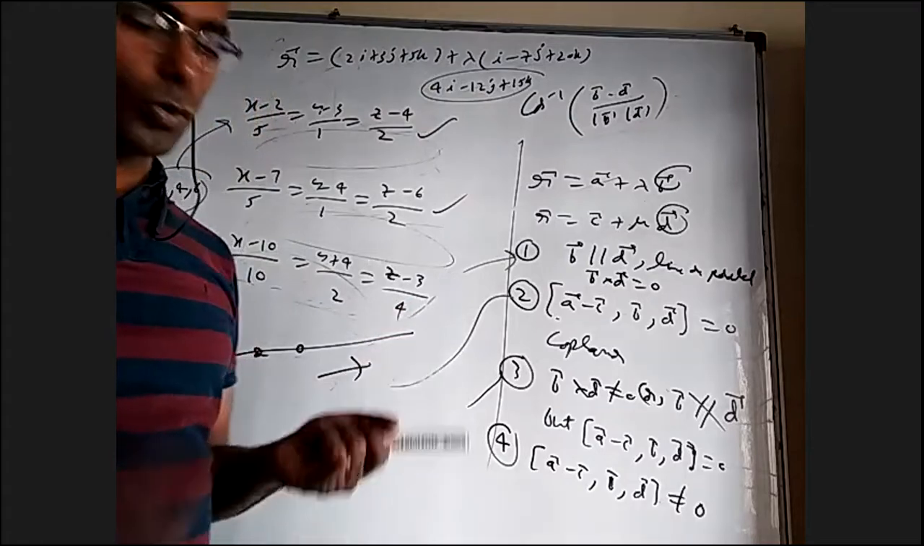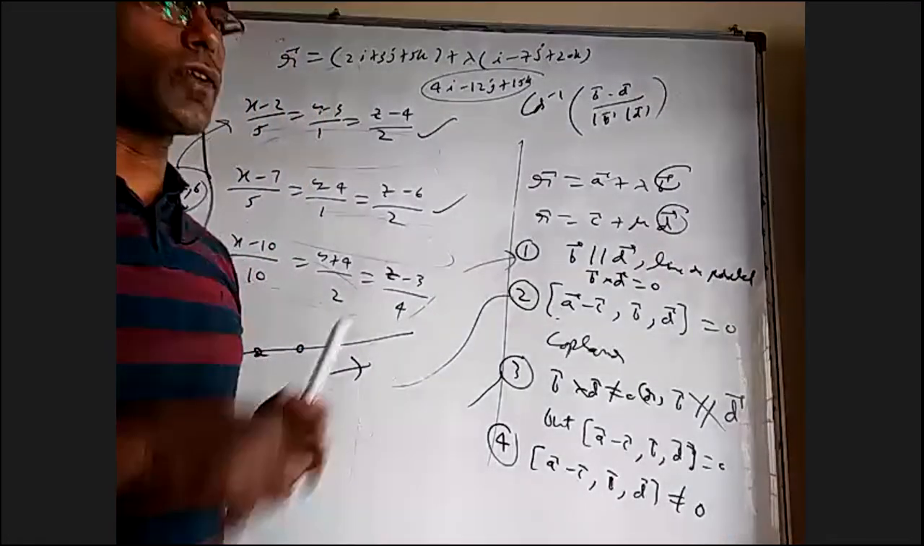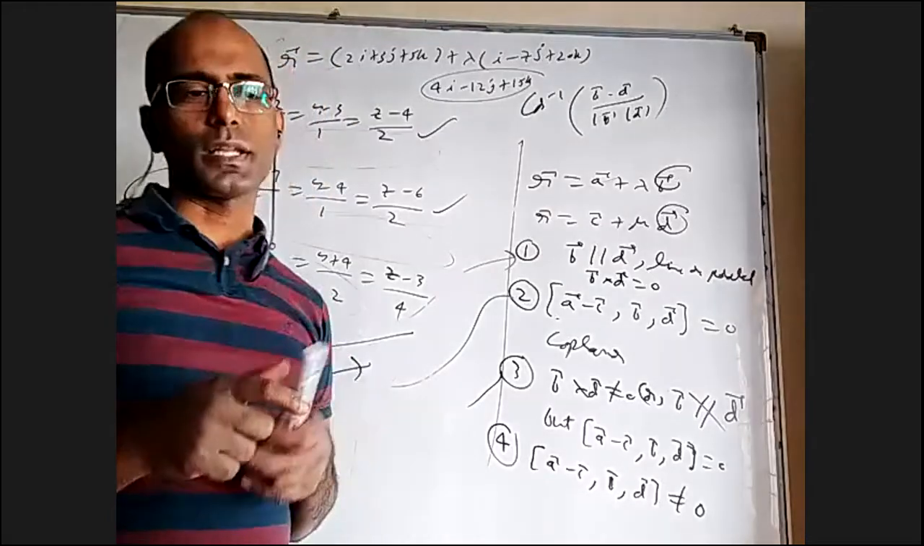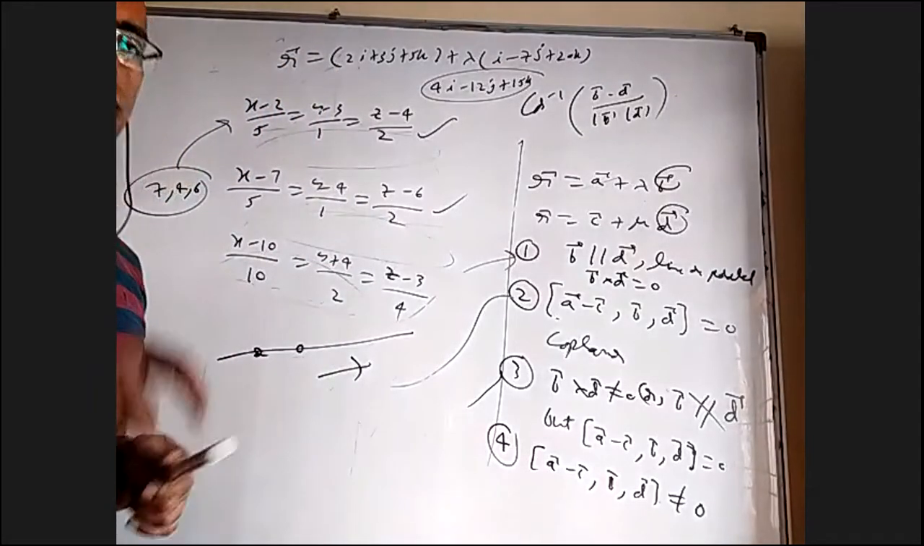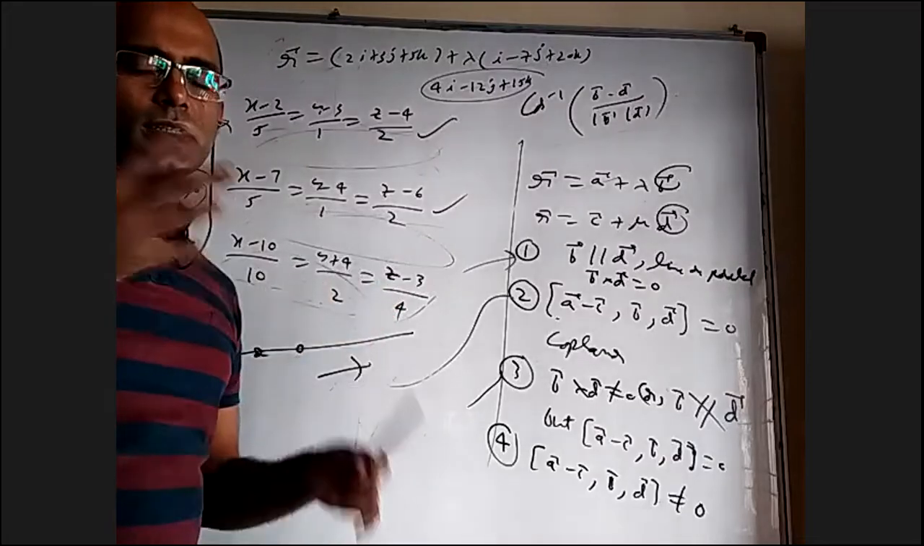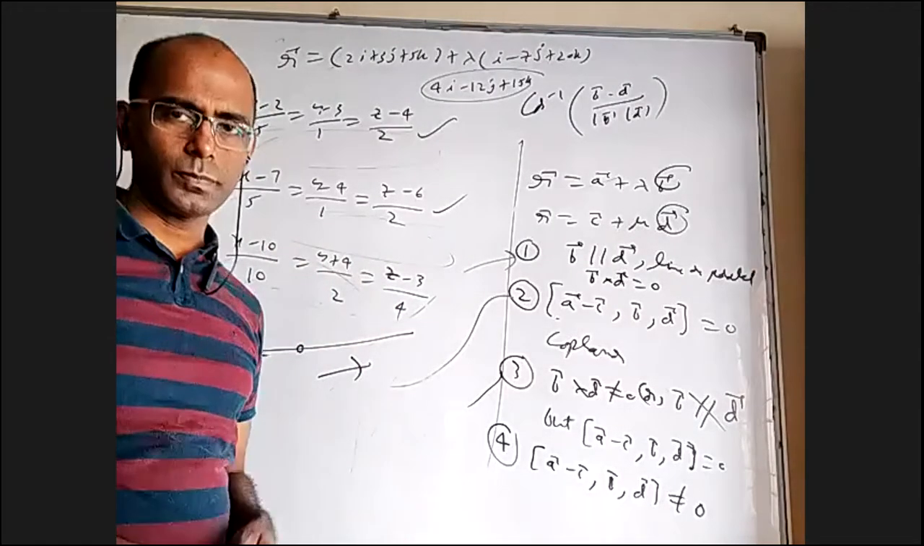So we can check for coincident lines, parallel lines, intersecting lines, coplanar lines. And we can also find the shortest distance between two skew lines. Even in 3D geometry, if you want the shortest distance between two skew lines, the formula is the same as in vectors, there's nothing else: box (A minus C, B, D) by mod of B cross D.